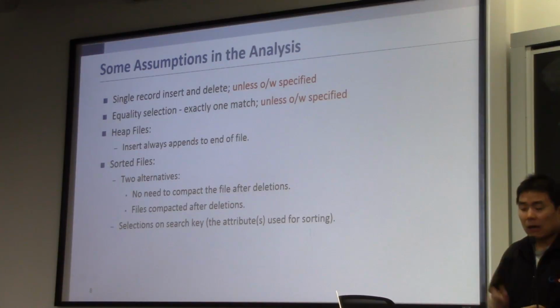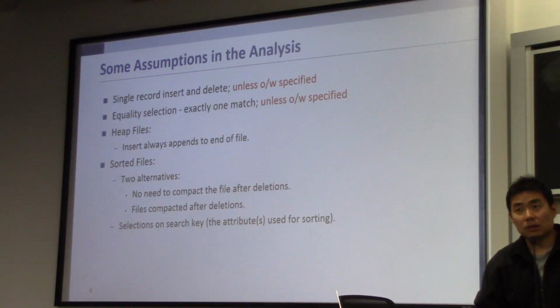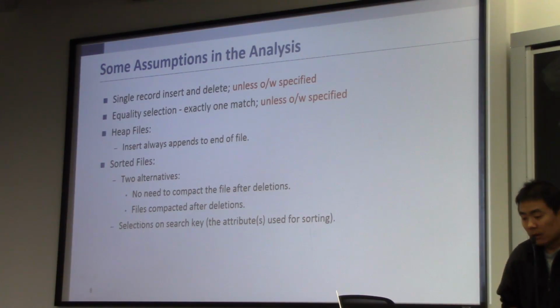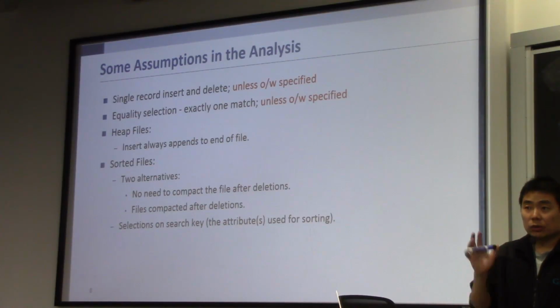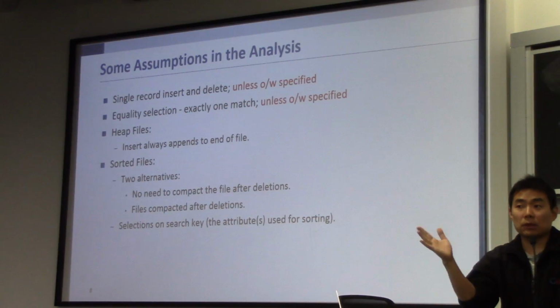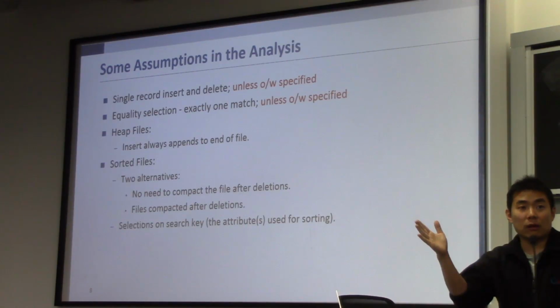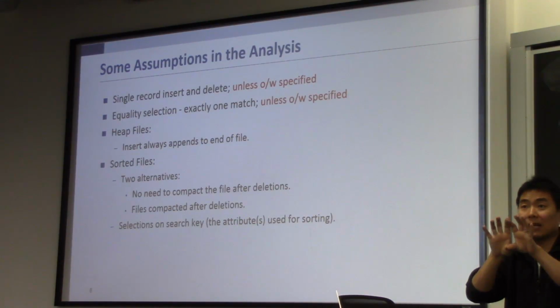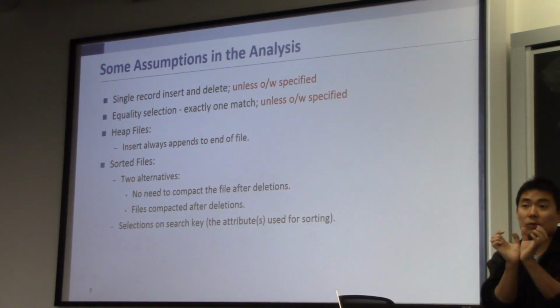We're assuming single record insertion and deletion. We're assuming when we do selection, we're doing equality selections. For heap file, we assume the insertion always appends to the end of the file, to the last page. For sorted files, there are two alternatives. One is sorted file, by the way. A sorted file is just a heap file, but all records are sorted in a particular order. For example, I sort all student records based on the rating value you have, from the smallest rating to the largest rating. Otherwise, it's exactly identical to a heap file, but the only difference is records are sorted.